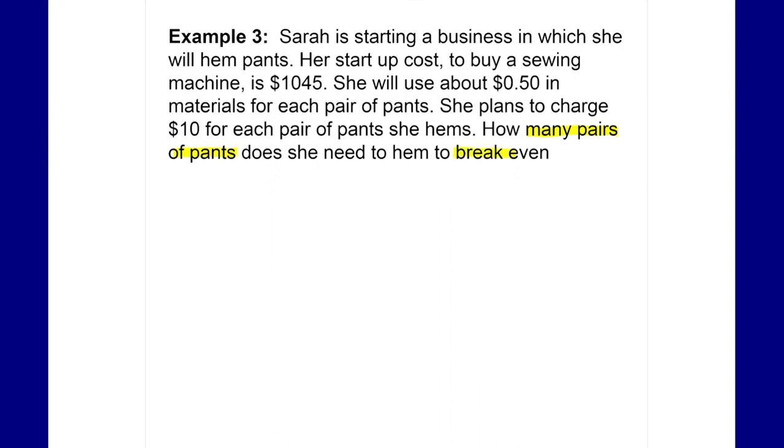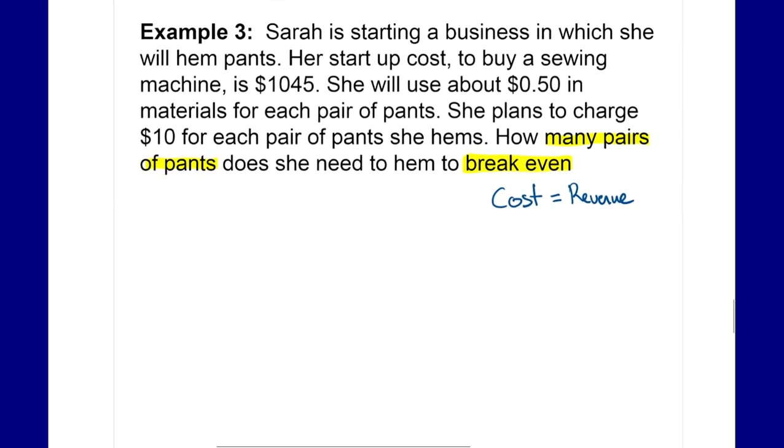So what does break even mean? Well, breaking even is when the cost of running something is equal to the revenue, or how much you're making. If your cost equals your revenue, you've broken even. You're not making money, but you're not losing money. So let's use that to help us come up with two equations.